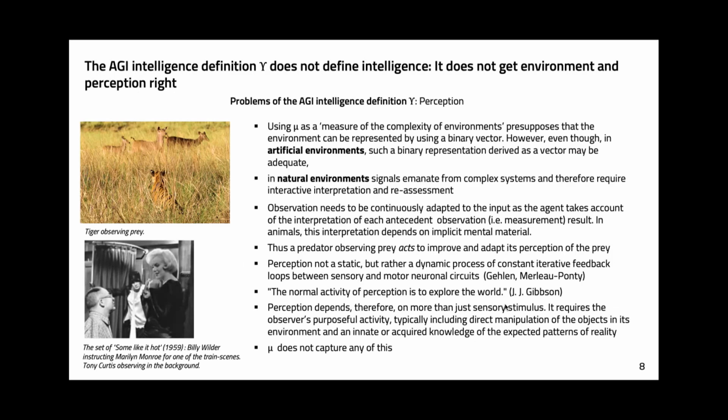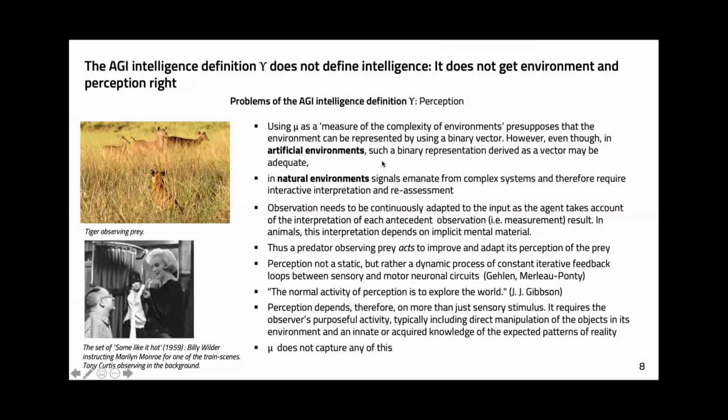Now let's look at other problems of the AGI definition. Let's first look at perception. If you have this vector mu as a measure of complexity of environments, this vector mu presupposes that the environment can be represented by using a binary vector.